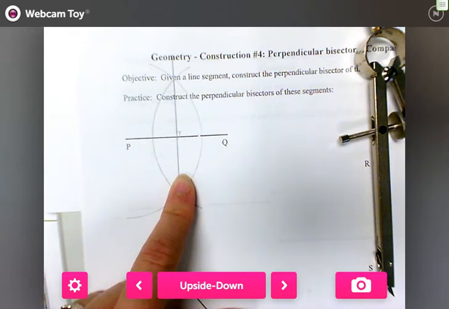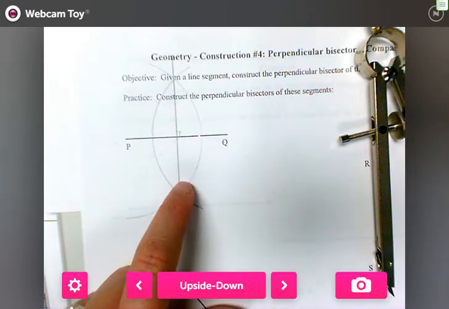Okay, once you have done this, I want you guys to go ahead and try writing out instructions. Try writing out instructions.